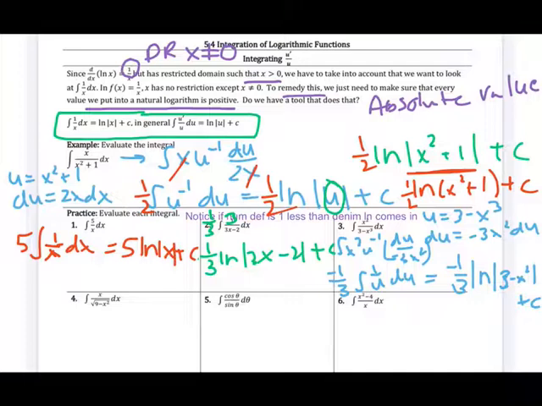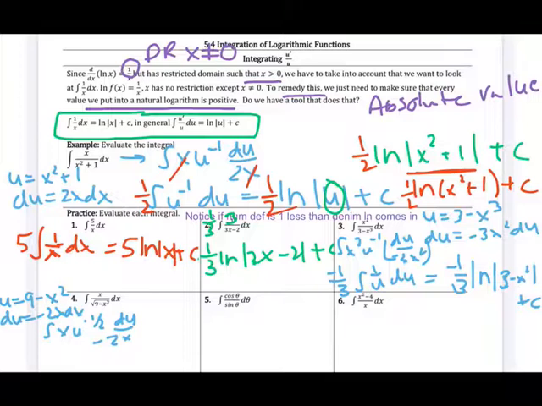Okay, go ahead and pause the video. See if you can work through 4 through 6. Remember that not every problem is going to be a natural log problem. Some of them might involve it and some of them might not. But one thing to notice is if the degree of the numerator is exactly 1 less than the degree of the denominator, that's when your natural log is typically going to come in. So keep that in mind when you are working through these problems. Go ahead, pause the video, work through 4, 5, and 6.